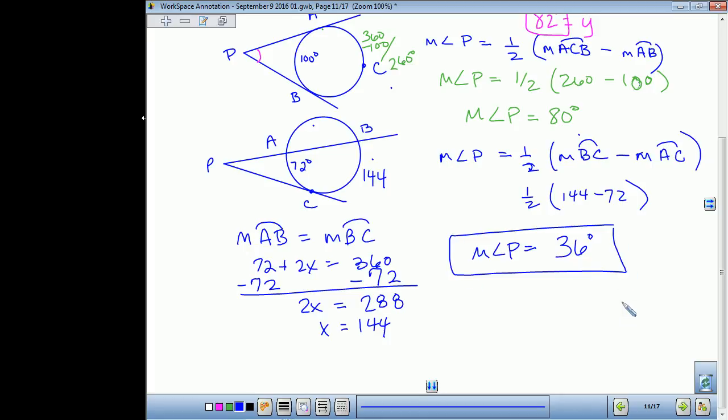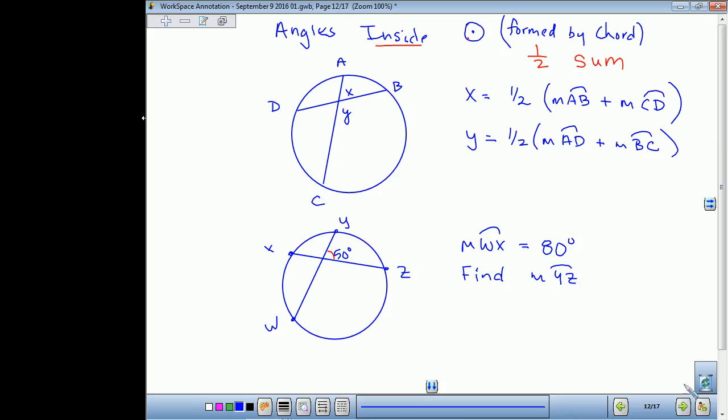Okay, so we did on the circle. It's half the intercepted arc. We did outside. It's half the difference. Now we'll do inside. You said the inside is what? It's half the sum.